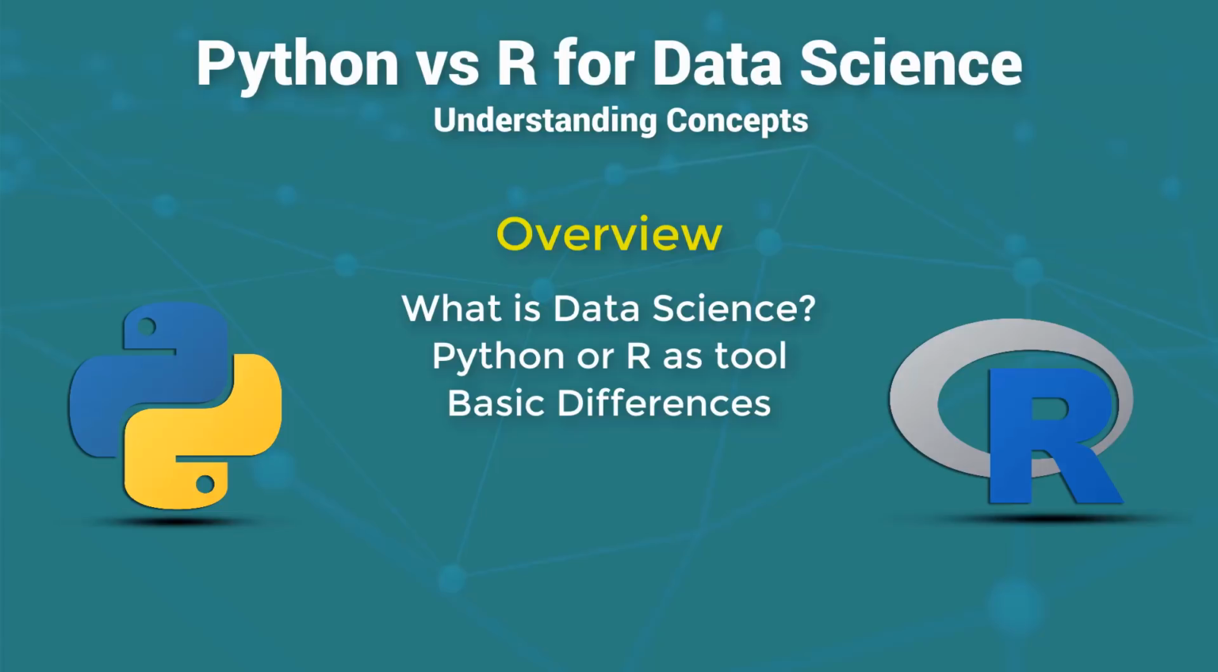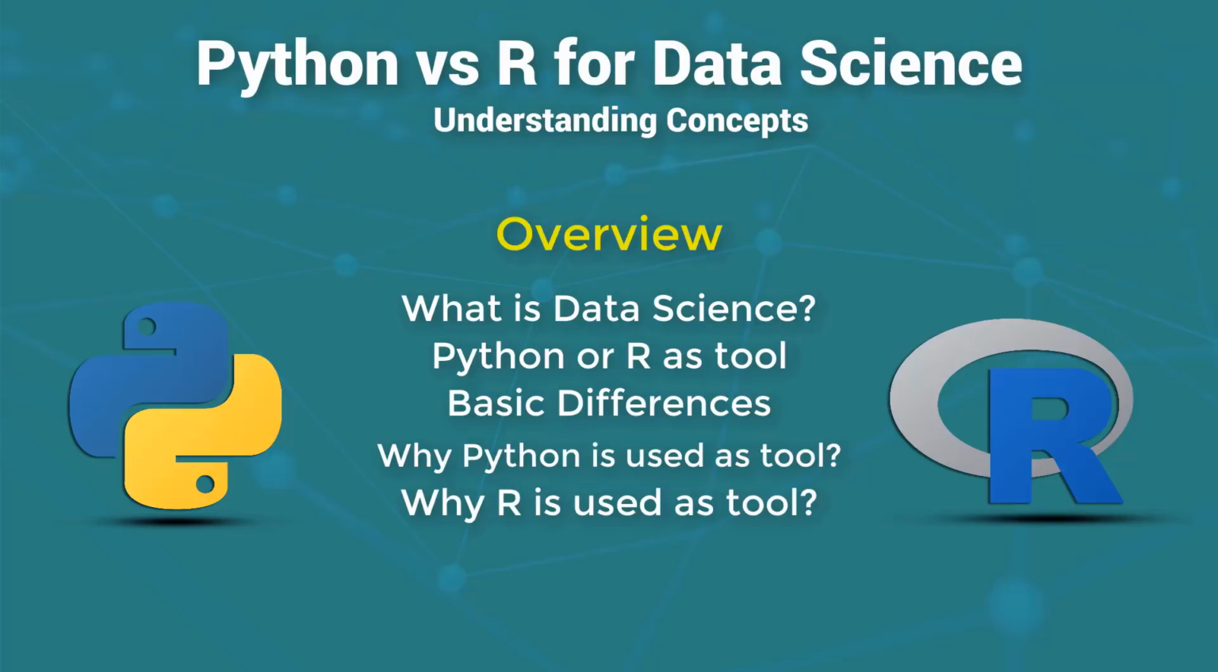Later we'll understand why Python is selected as a tool, because Python is an open source scripting language, but still it is selected as a basic tool for data science computations. And then comes understanding why R is used as a tool, because R is also a programming language, but we need to understand why R is selected as a tool for computation.